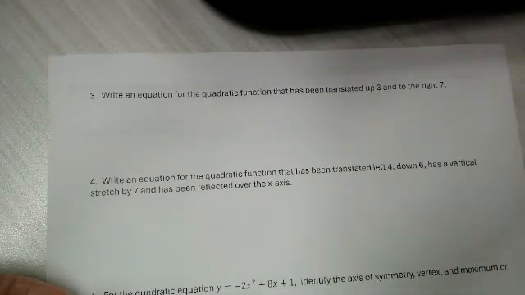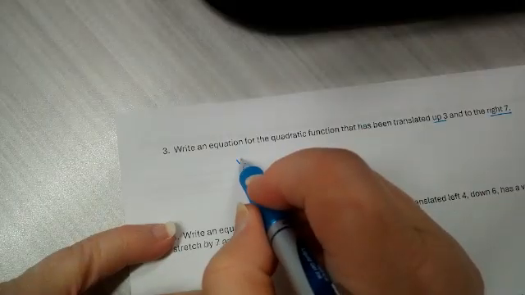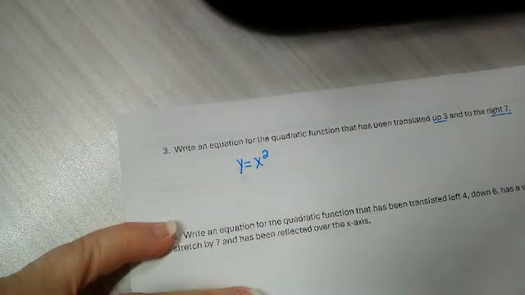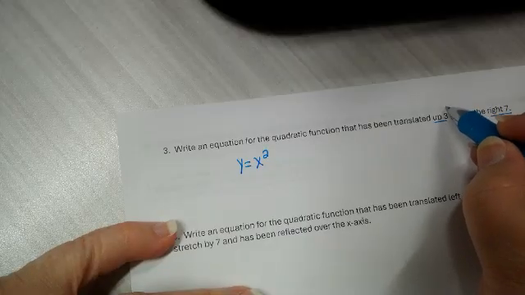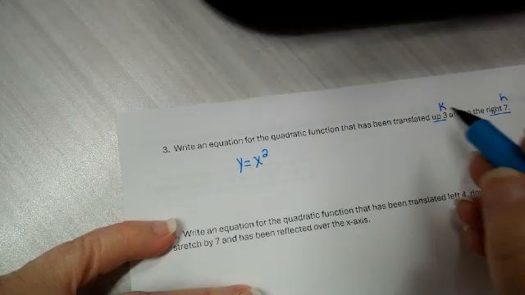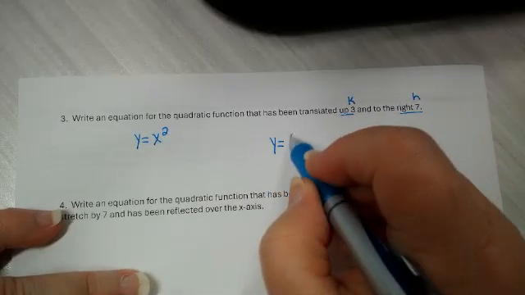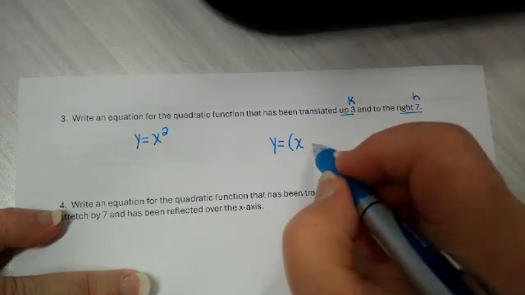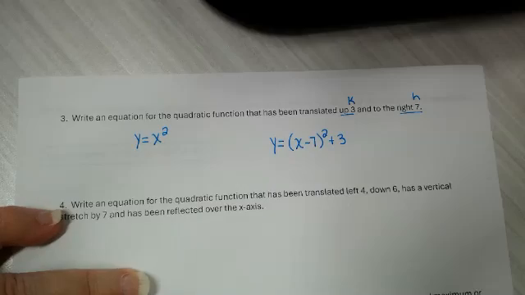Write an equation for the quadratic function that's been translated up 3 and to the right 7. So I know I'm starting with y equals x squared. Up 3 is going to be my k, and right 7 is going to be my h. We used to call those d and c in our old formula. y equals (x - 7)² + 3. There we go.